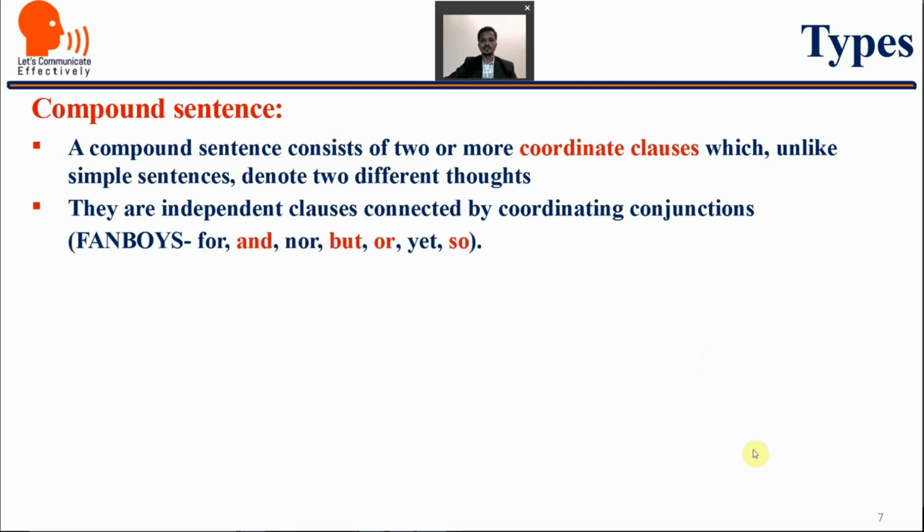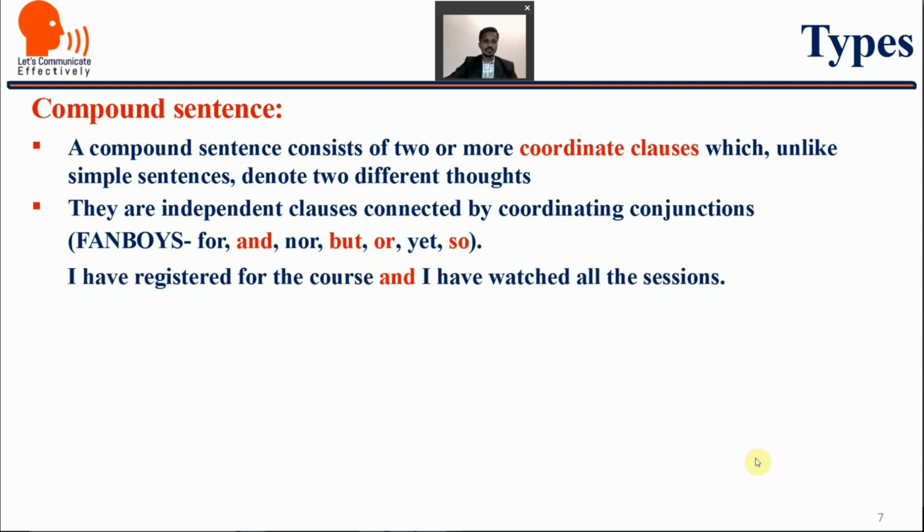What are those coordinating conjunctions? We have seen them in parts of speech. They are the fanboys: for, and, nor, but, or, yet, so. So two independent clauses, two independent thoughts are connected with the help of those fanboys conjunctions. It becomes a compound sentence. Let us see in detail. Now look at the examples.